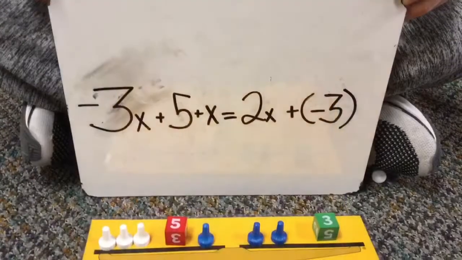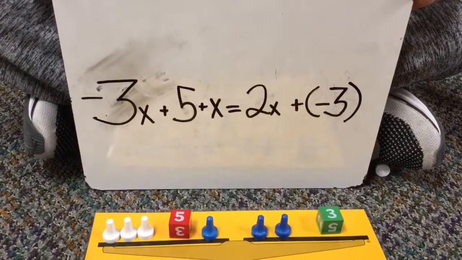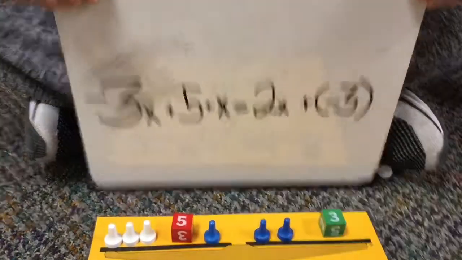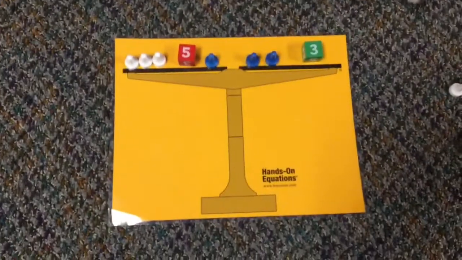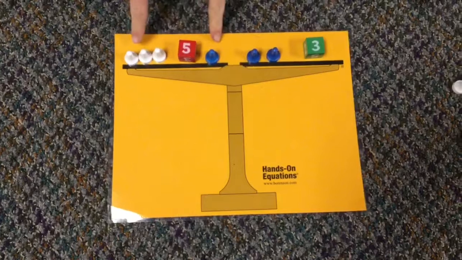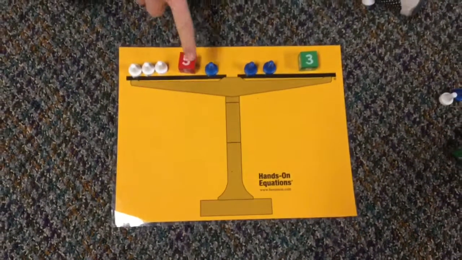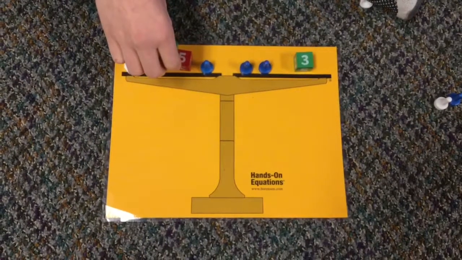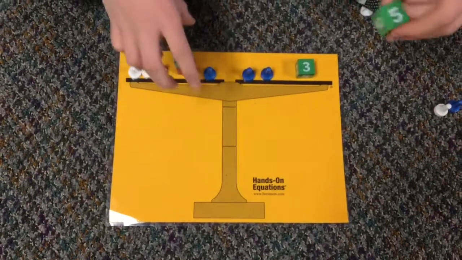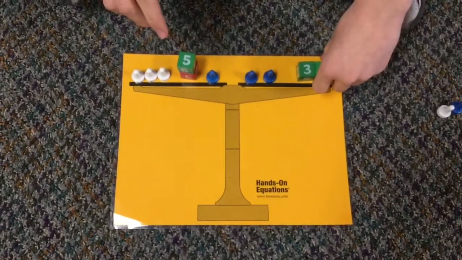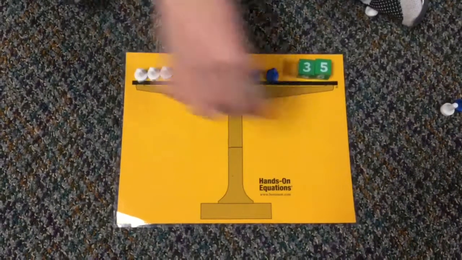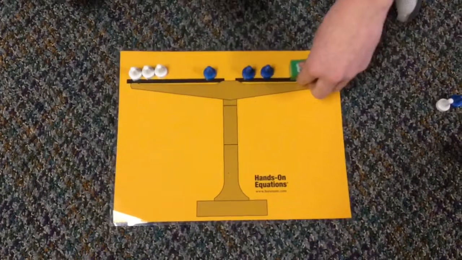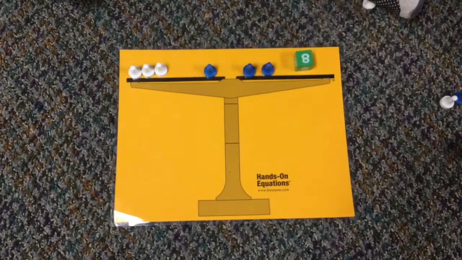Our last problem is the opposite of 3x plus 5 plus x equals 2x plus the opposite of 3. So to begin, we are going to try and isolate these pawns. So we're going to get rid of this by adding a -5 to this because it equals a pair of 0, and we also have to add it to this side to keep the scale even. So we can take that off, and then we can add those, and we have the opposite of 8.